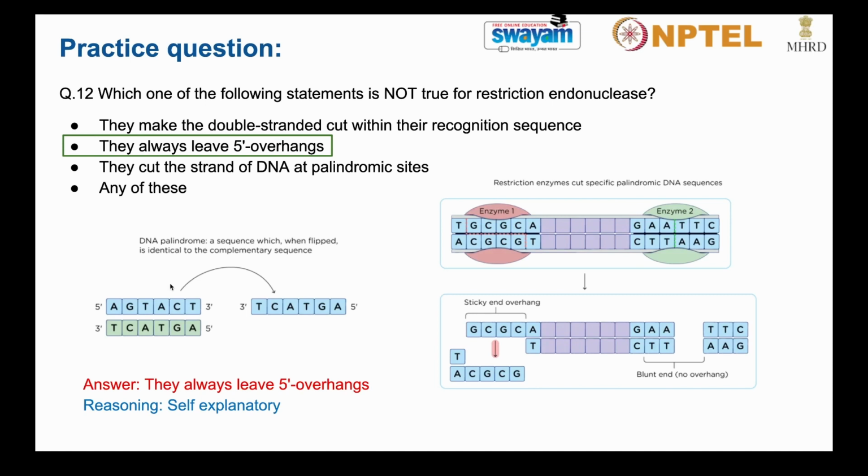And here I have attached the figure showing what a palindromic sequence means. A palindromic site means that if read from this terminal to this, it is also similar to the 5' to 3'.